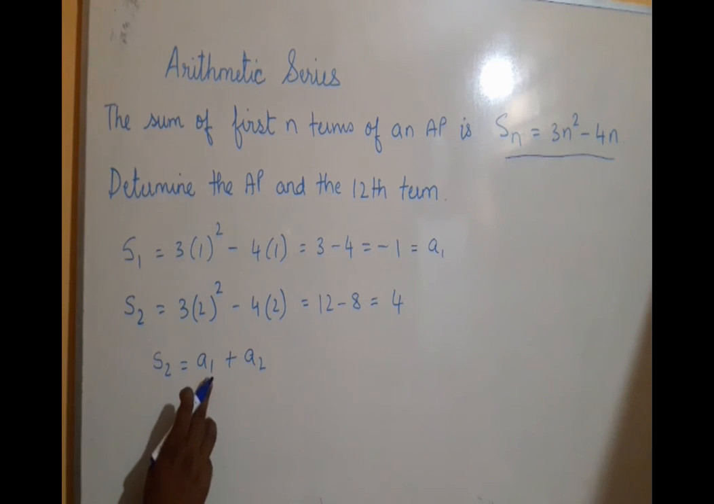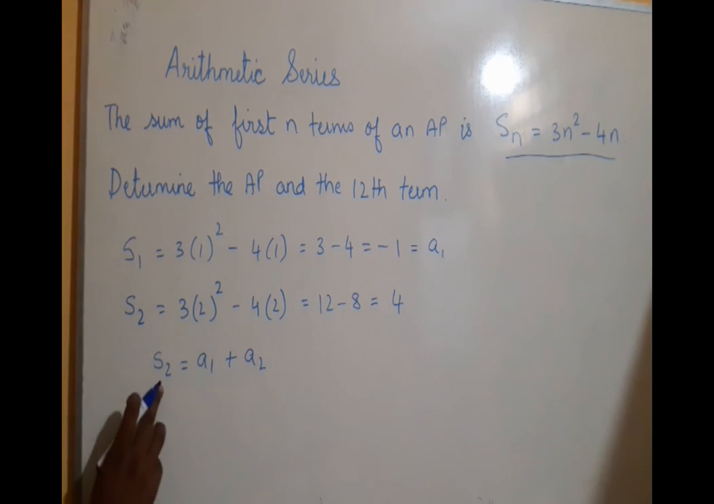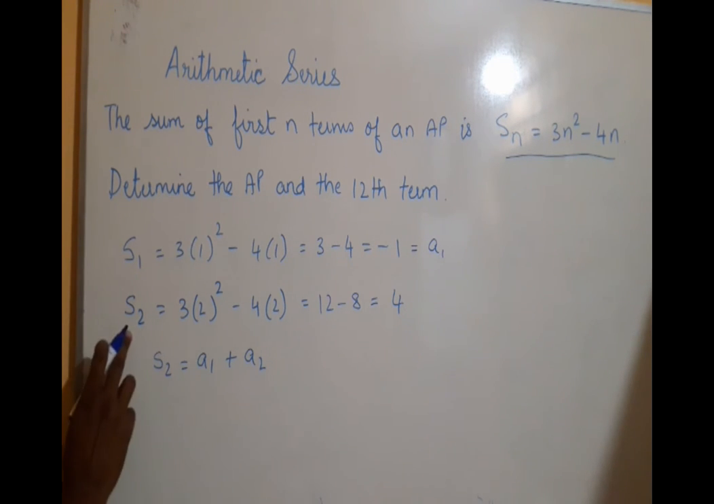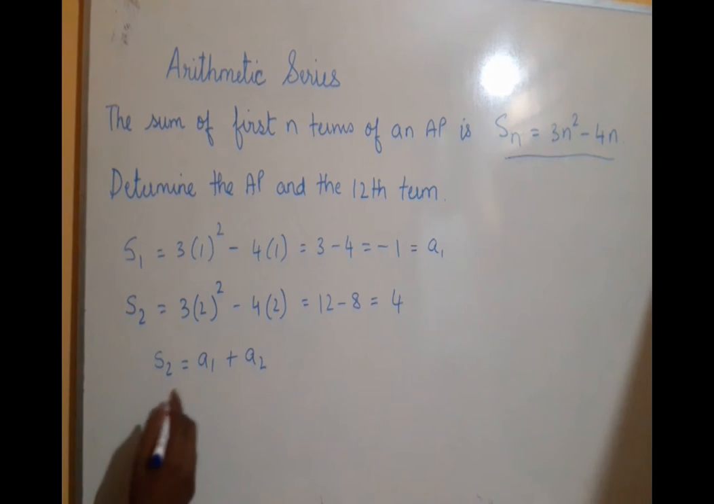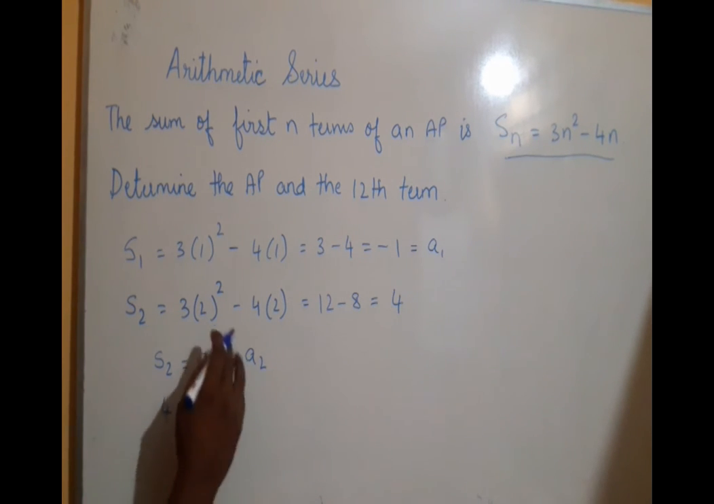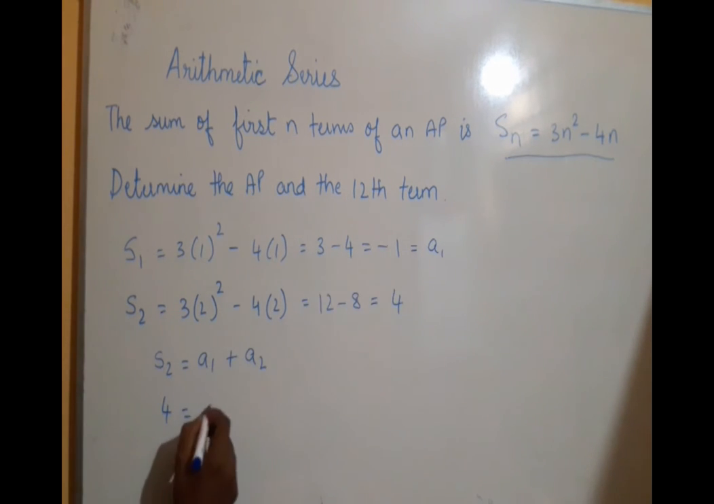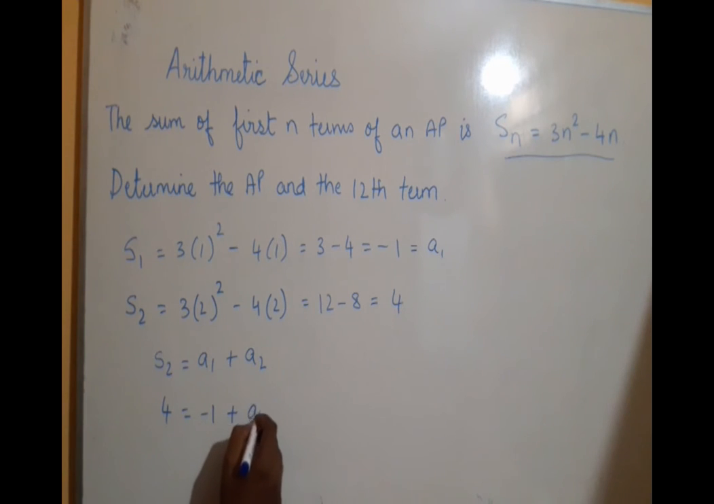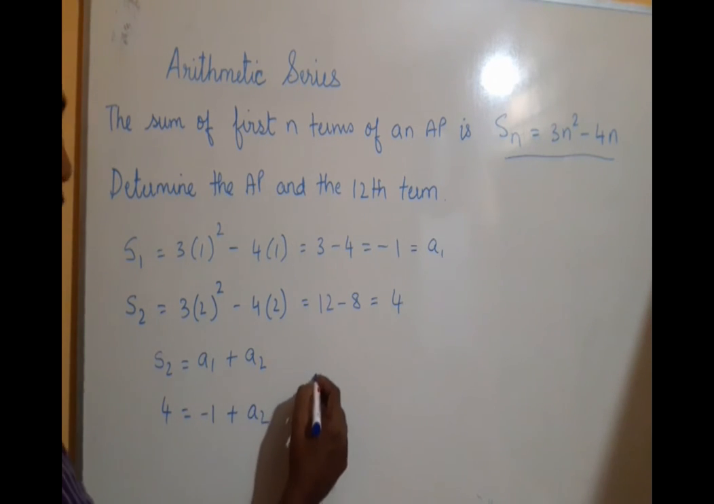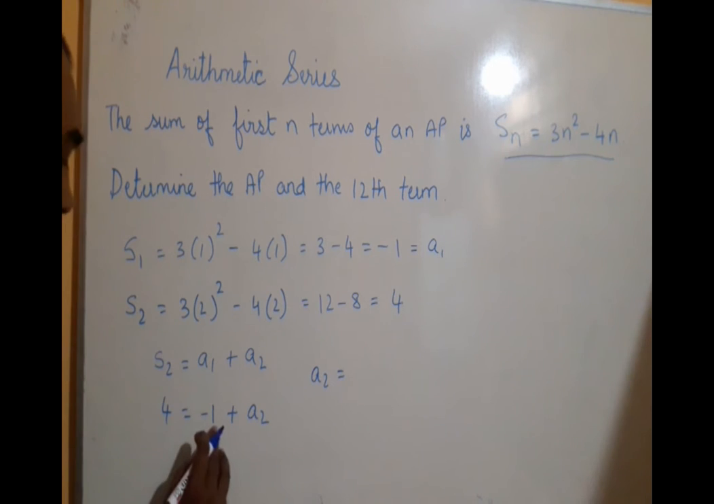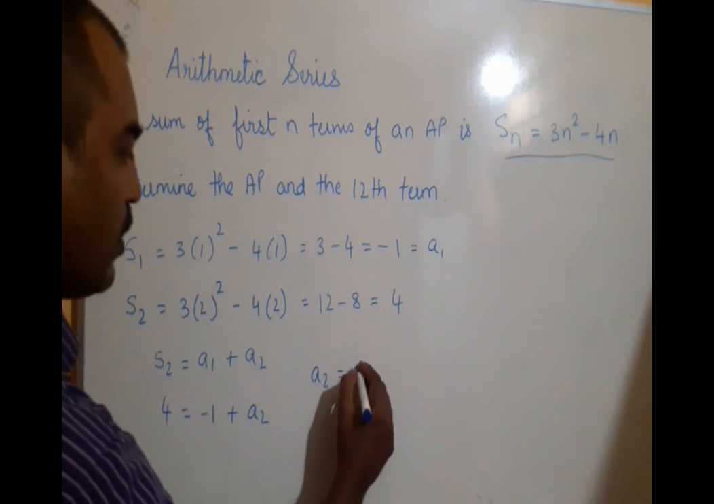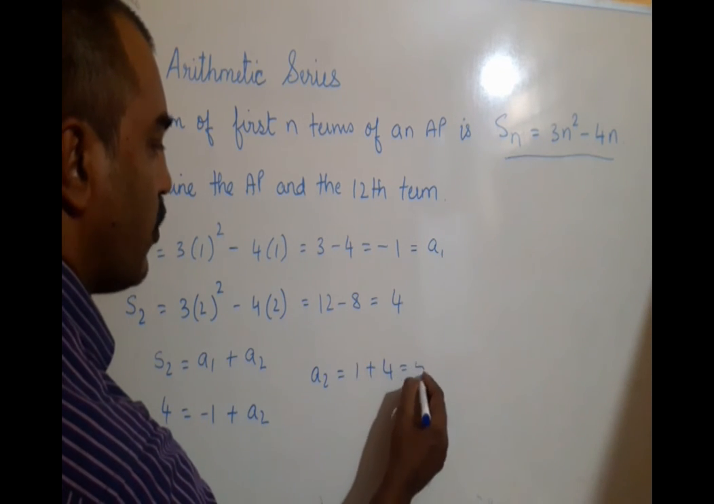Yes, the sum of the first term and the second term should give us S2. But we don't know the second term. We know the sum of two terms. So we know S2 is 4. We know the first term, A1 is -1, which gives us A2. So we have A2 equal to -1 goes on this side, becomes 1 plus 4 equal to 5.